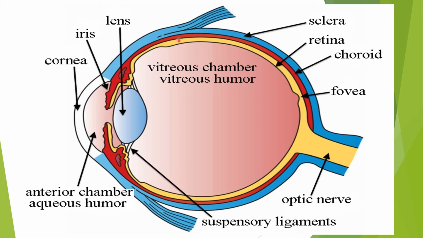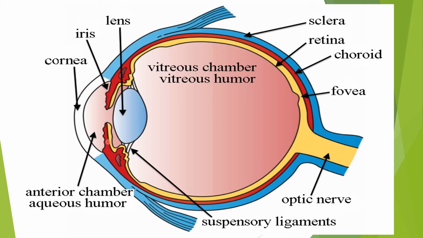The choroid is continued in the front part of the eye as the iris. Now, the iris is a circular disc which remains suspended between the cornea and the lens. The iris has two important functions. First, it regulates the size of the pupil, and second, it imparts coloration to the eye.